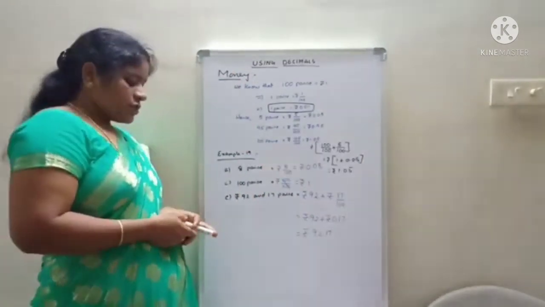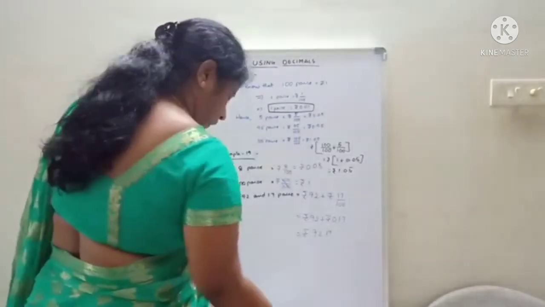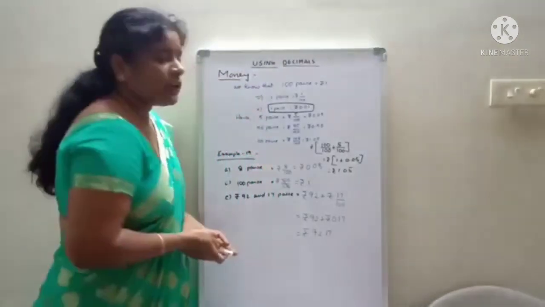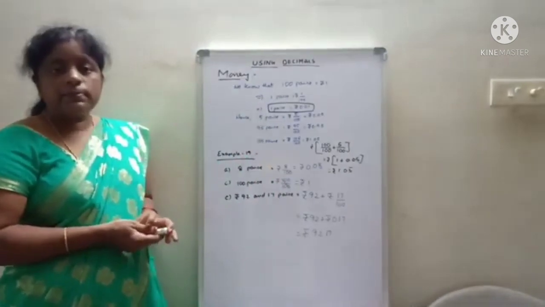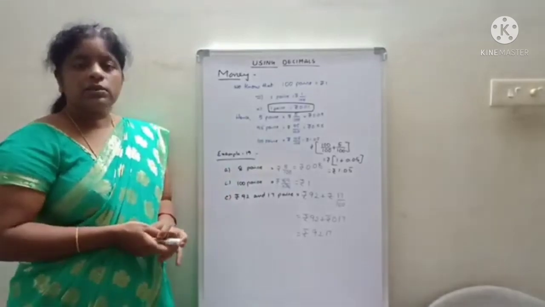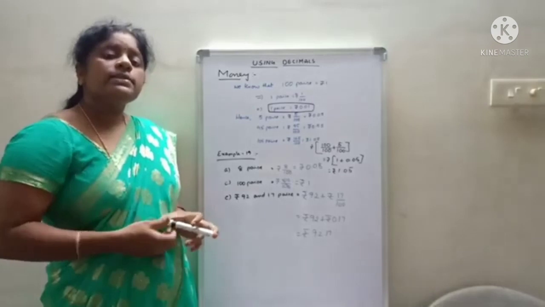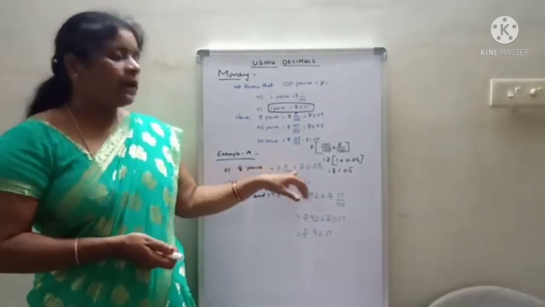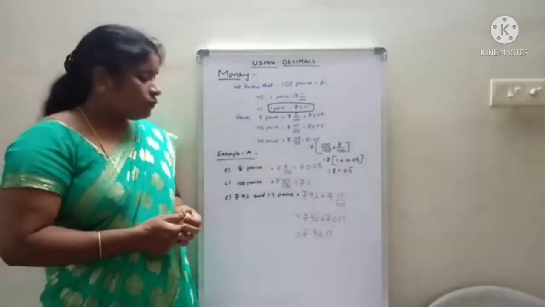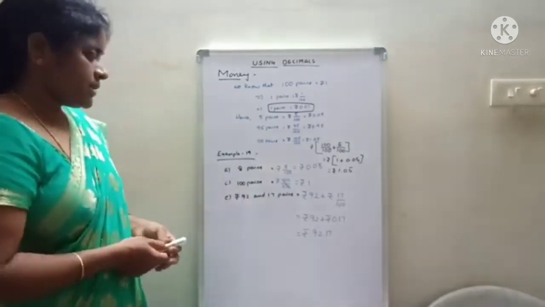See example number 19. In example number 19, first question, 8 paise is given. Express as rupees using decimals. They are given in paise, so you can express in rupees by using decimals. We know 1 paisa equals rupees 1 by 100, so 8 paise equals rupees 8 by 100. Keep the decimal point after 2 digits from right to left. The value of 8 paise equals rupees 0.08.